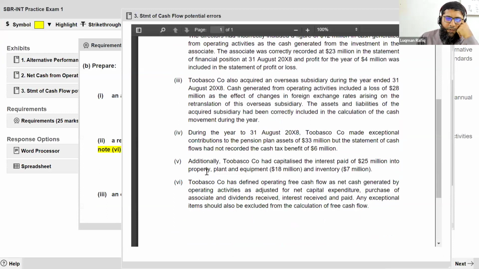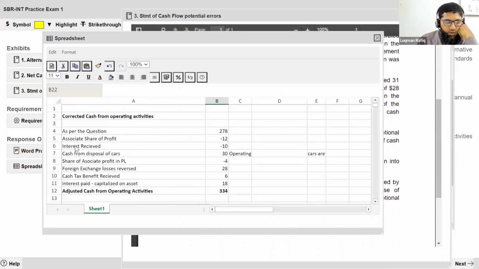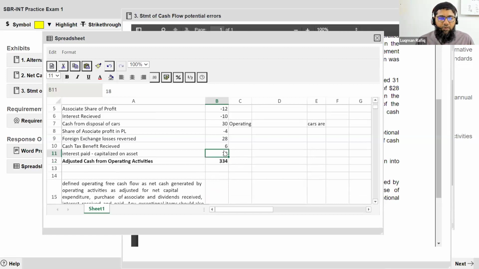25 million into the property, plant, equipment and inventory. So the above cash flows, when we calculated these cash flows, what did we do with respect to interest? The interest received was removed from here because it is not included in here. Now we add it up again. The interest paid was added up. Now we need to remove it.